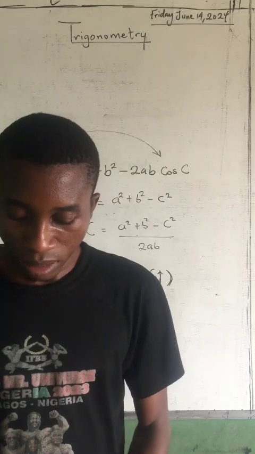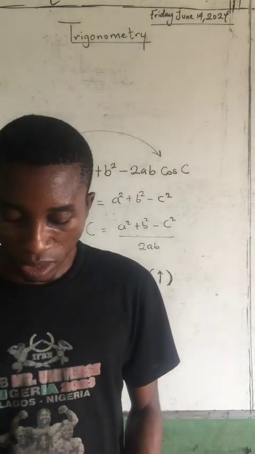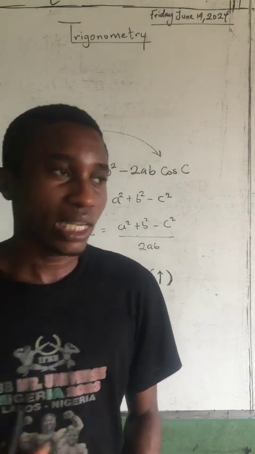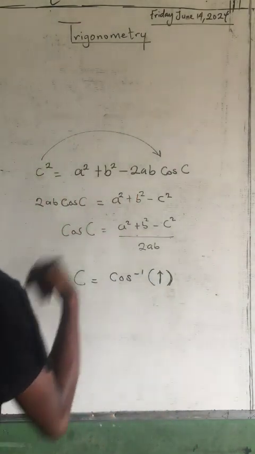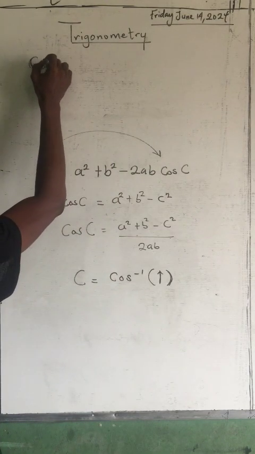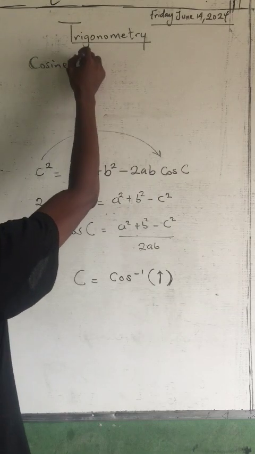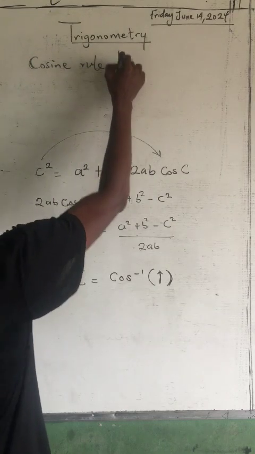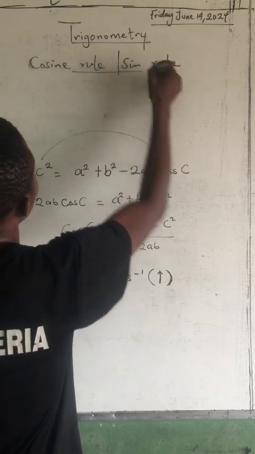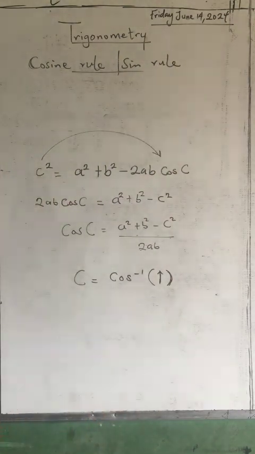Alright, so without wasting time, I'll go straight into the key of what we're going to understand in trigonometry, basically using the cosine rule and the sine rule. So we're going to go over that.